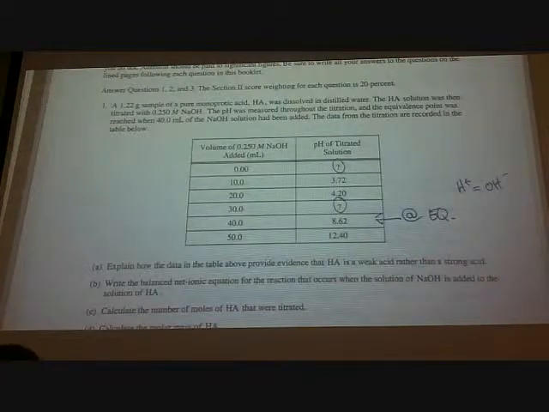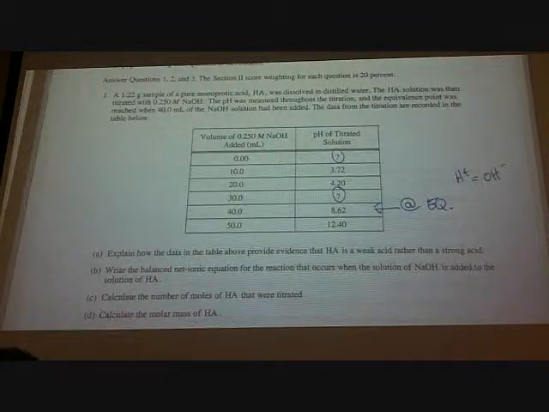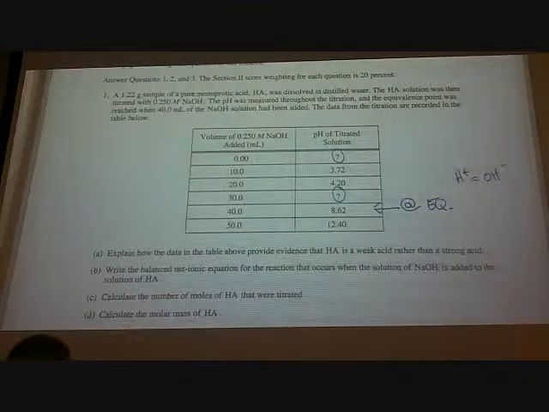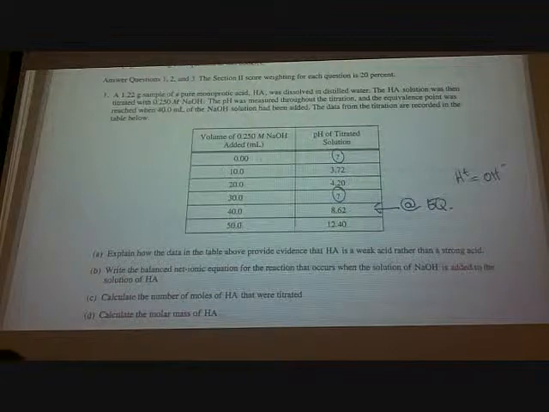All right, so letter A, it says, explain how the data in the table above provided evidence that the HA is a weak acid rather than a strong acid. Go ahead. Somebody tell me. Help me out here. Couldn't we point out that the pH went on the basic side very quickly at the equivalence point? So good. That is a really good point.